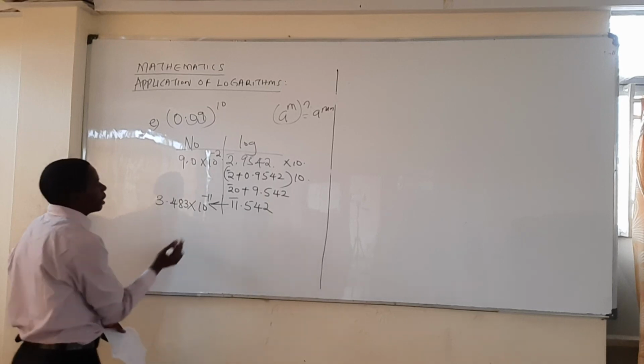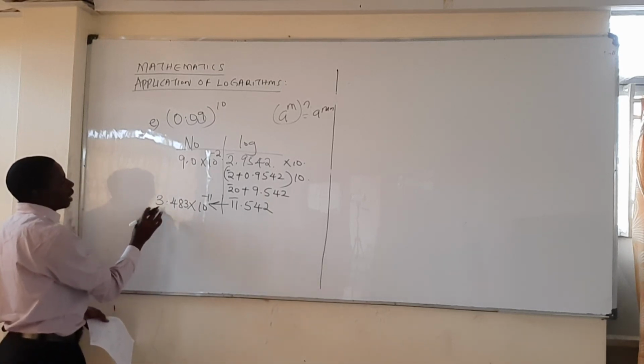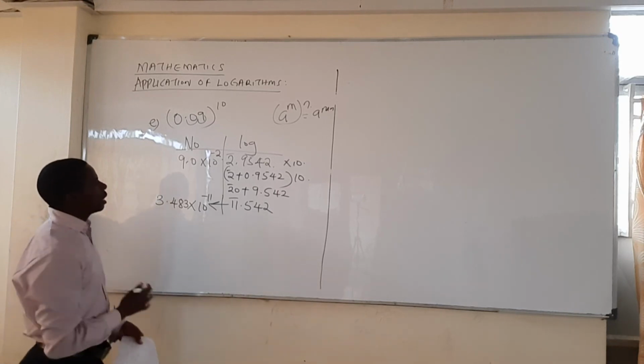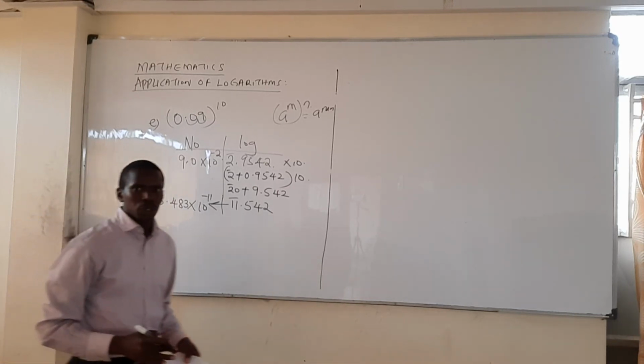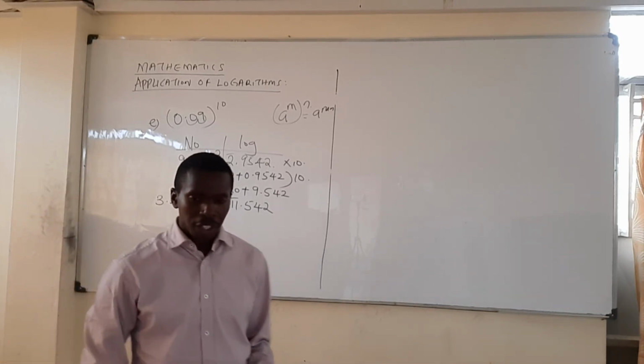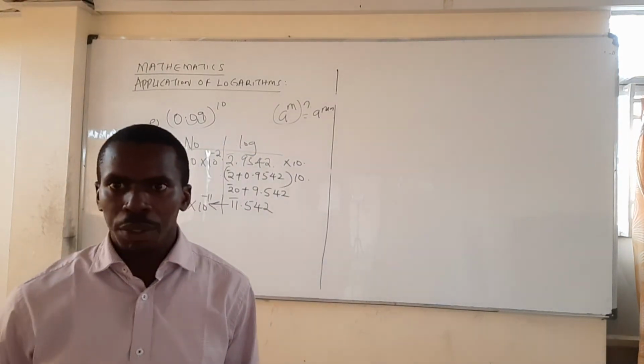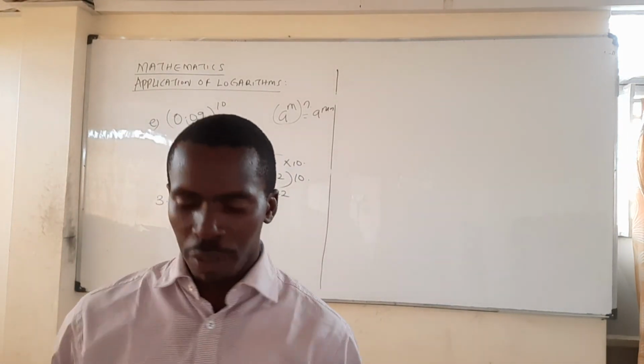You can go backward 11 steps to get those many zeros there. So that's how we can use the logarithm to deal with multiplication and division.